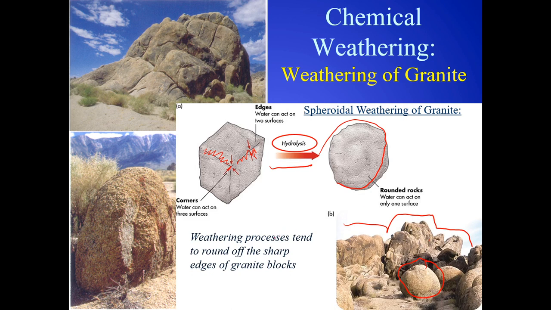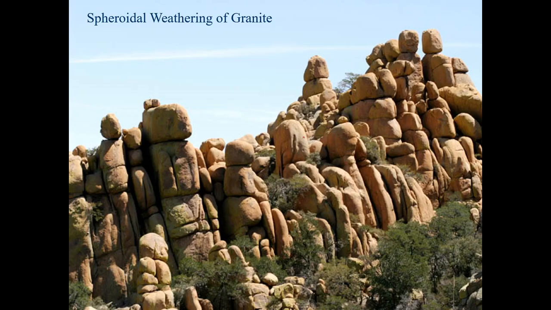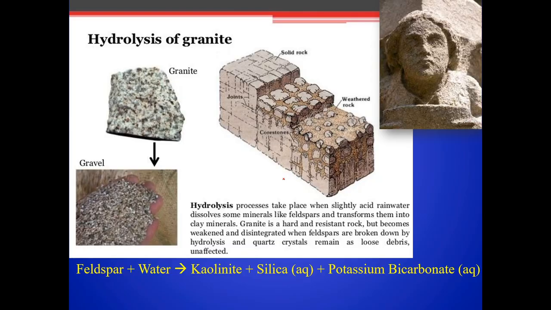This is a very common texture that develops when granite weathers. So weathering processes tend to round off the sharp edges of granite. That's because weathering is constantly acting upon the surface of the rocks, and it's going to tend to reduce and minimize the surface area on a particular clast. So it's going to round things out. A lot of the specific process that's taking place is hydrolysis. We're going to talk about hydrolysis a little bit later. So this is more spheroidal weathering in granite. So, the hydrolysis of granite.